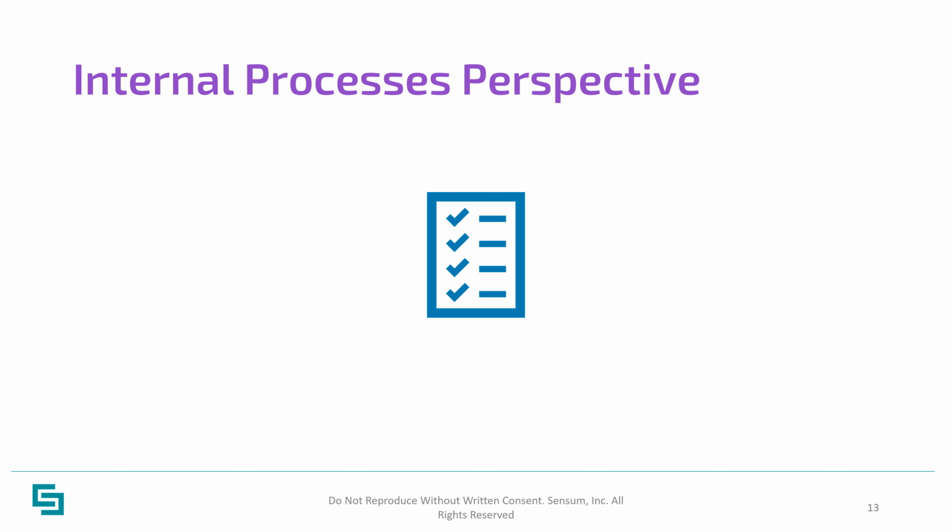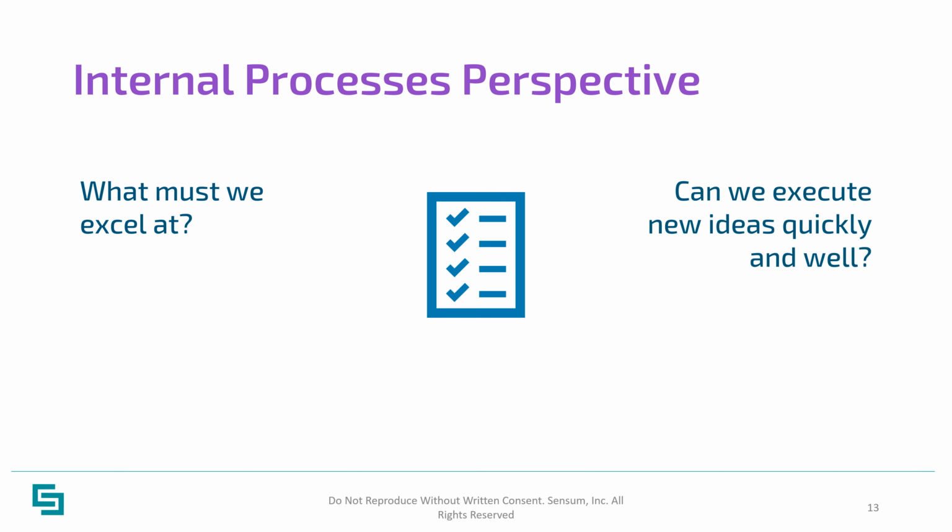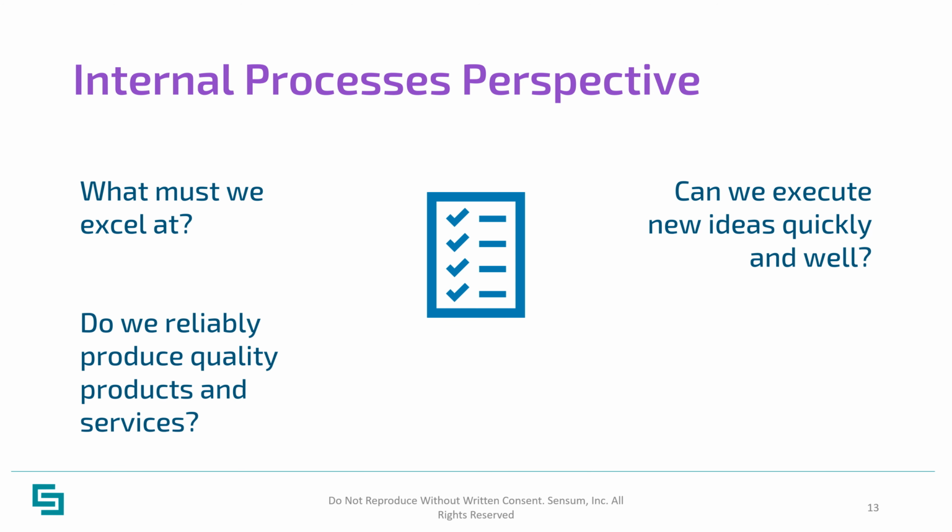Your internal processes perspective should focus on answering such questions as, what must we excel at? Can we execute new ideas quickly and well? Do we reliably produce quality products and services? How efficient are we? Use these questions as a starting point to draft your objectives for this perspective.